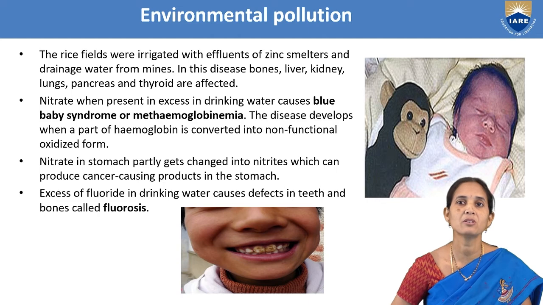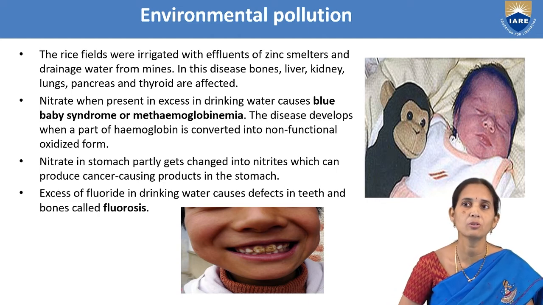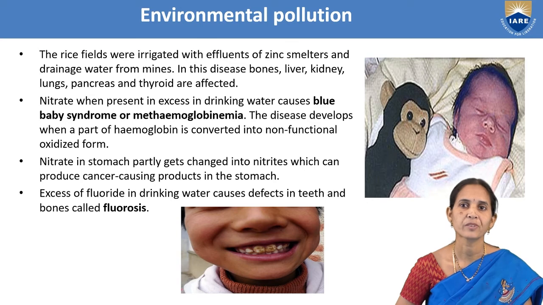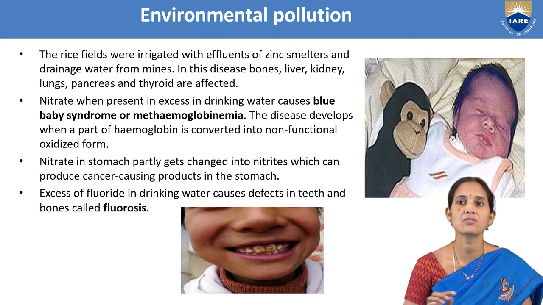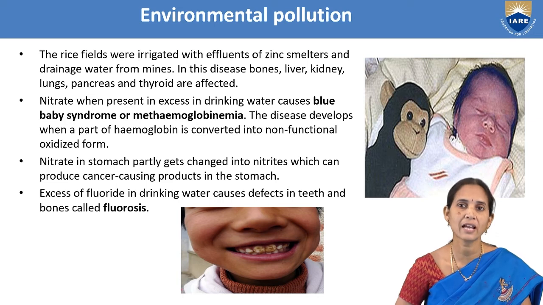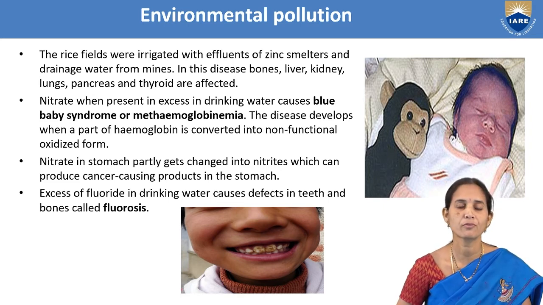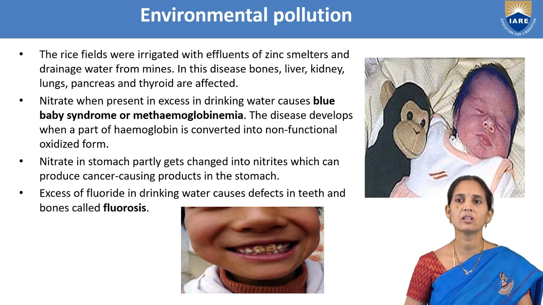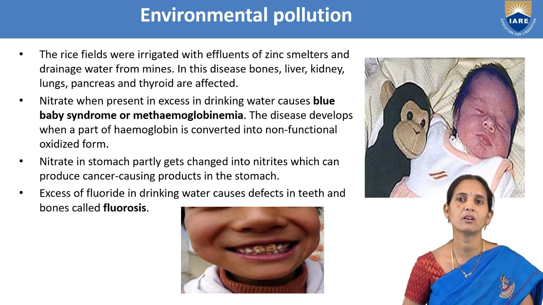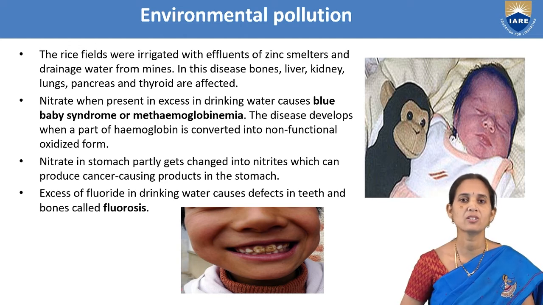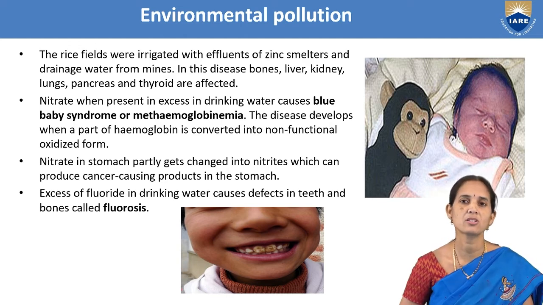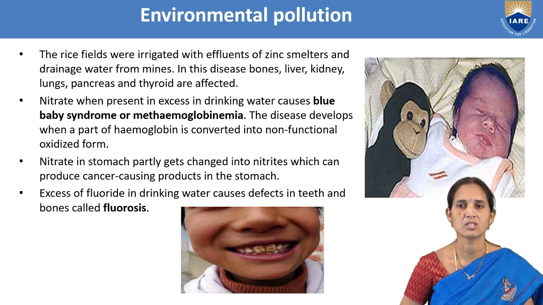So the disease develops when part of the hemoglobin is converted into a non-functional oxidized form. Nitrate in the stomach partly gets changed into nitrites, which can produce cancer-causing products in the stomach. Excess fluoride in drinking water causes defects in teeth and bones, called fluorosis. We can take the Nalgonda area, where people are drinking water with a higher percentage of fluoride, and they are suffering from defects in teeth and bones, which is called fluorosis.